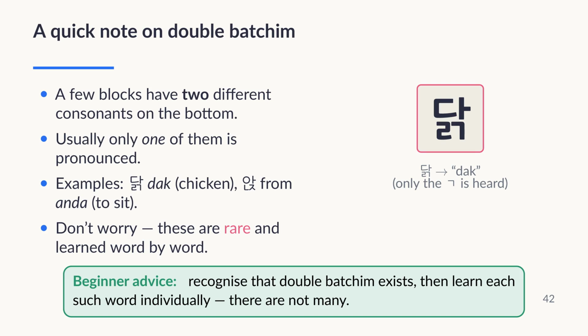Which of the 2 wins depends on the specific combination and sometimes on what follows, and there are a few rules, but honestly, as a beginner you do not need to memorize them now. My advice is simply to recognize that double bachim exists, so it does not startle you, and then to learn each of these words individually as you encounter them, because there really are not very many of them in everyday speech. So file this away as an advanced detail, smile, and move on. You already know the 7 sounds that do the heavy lifting.